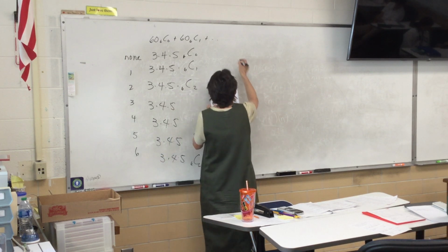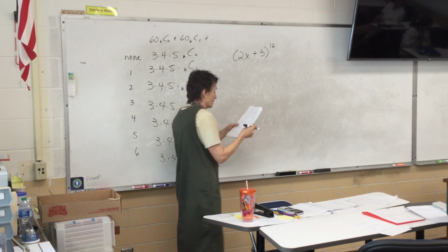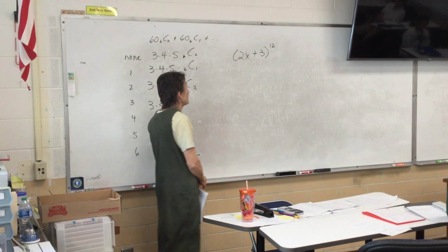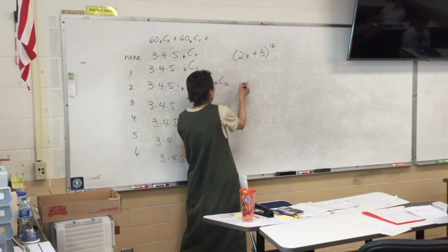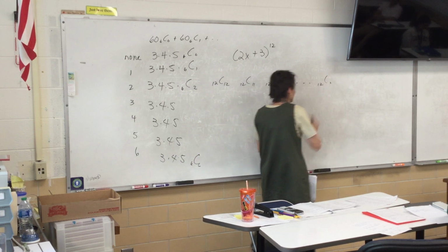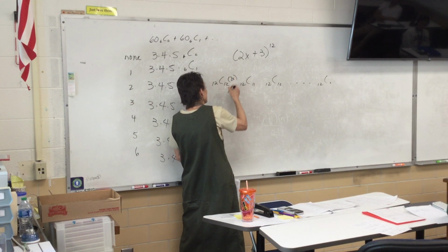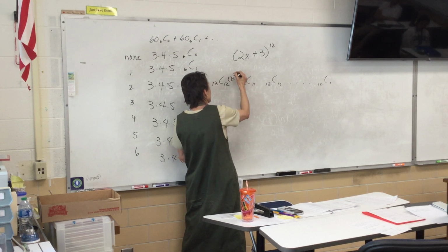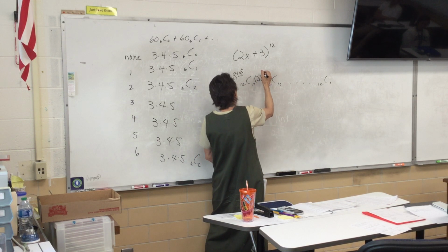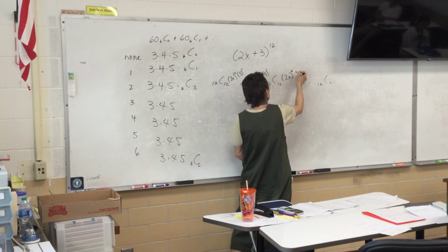Find the coefficient of the x to the 10th. Okay, so I know if I did this whole expansion, the coefficients would be 12C12, 12C11, 12C10, all the way down to 12C0. Those would be the coefficients. Next to this one, if I were interested in that term, it would be 2x to the 12th and 3 to the 0th, right? And this one would be 2x to the 11th and 3 to the 1st. And this one right here is going to be 2x to the 10th and 3 to the 2nd.